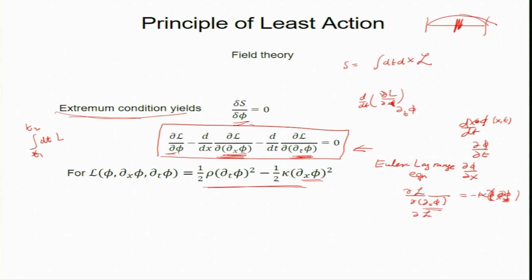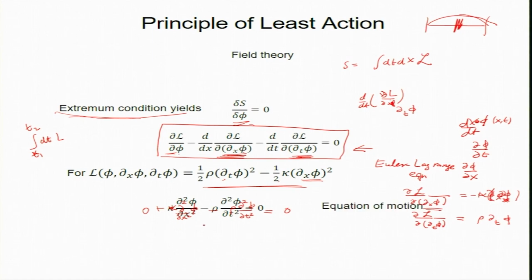Now, what about partial L partial dt phi? It is going to act on this, and again the same thing, rho dt phi. Substitute it here. The first term is 0, the second term becomes plus kappa, with the double derivative d by dx acting on it, so d by dx of phi. Then the second one is d by dt, so this will be minus rho d square phi dt square equals 0. That is exactly the same as what I wrote. So, that is the equation of motion. This is a wave equation for a string. It is a linear equation which is valid only for small amplitudes, otherwise nonlinearity will come.